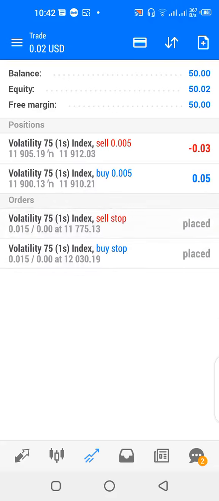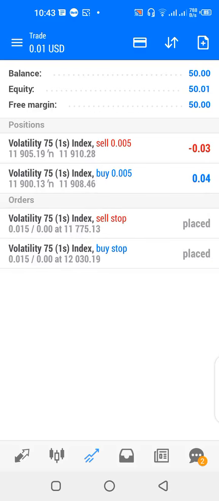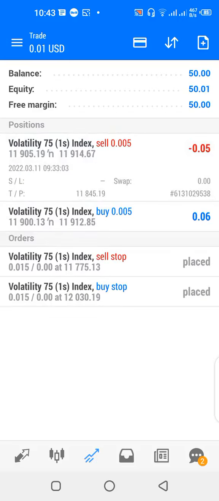Of course, this will be my first pending order. Okay, the second pending order, in case this first pending order gets triggered when we are in the range, the lot size will be 0.04. Then the third pending order will be 0.12. So the first trade will always be 0.005, the lowest lot size on V75 1s.